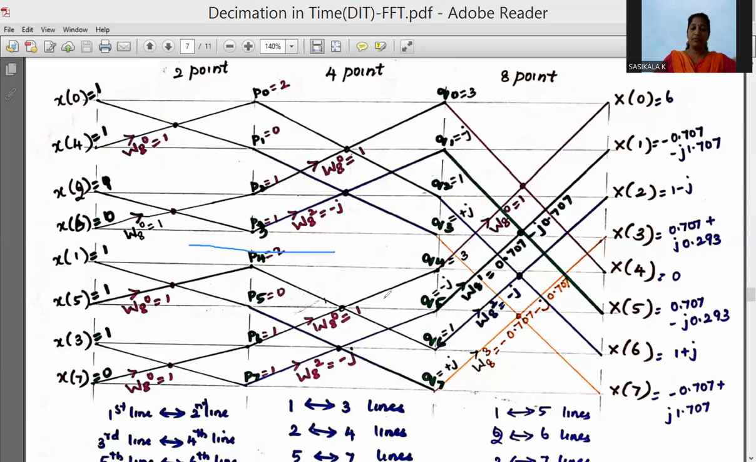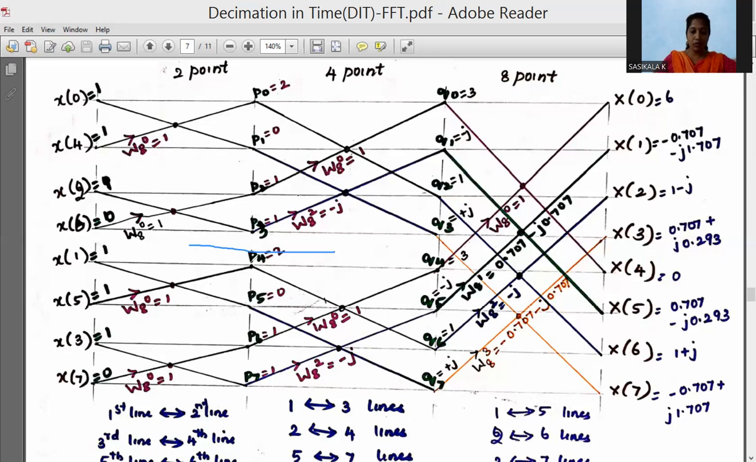For the second 4 lines, what you have to do? Again, I'm having 2 butterflies. So this is the first butterfly and second butterfly. And for the first butterfly, I have to mention W8 power 0. And for the second butterfly, the twiddle factor is always W8 power 2.